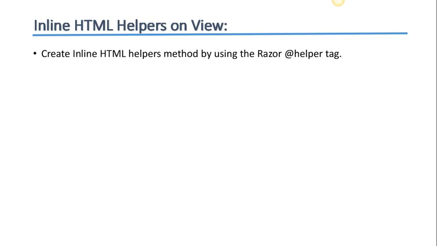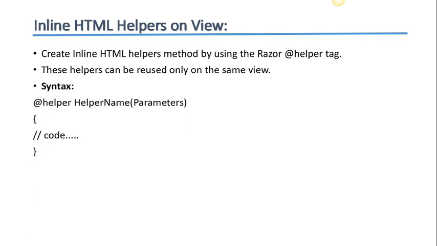The concept is the same here. Inline HTML helpers are also used within the same view, and they are reusable within the same view. The syntax for creating an inline HTML helper is @helper, name, parameters, then curly brackets open and close. We can write the code inside the curly brackets. We will go programmatically and understand inline HTML helpers in more detail.